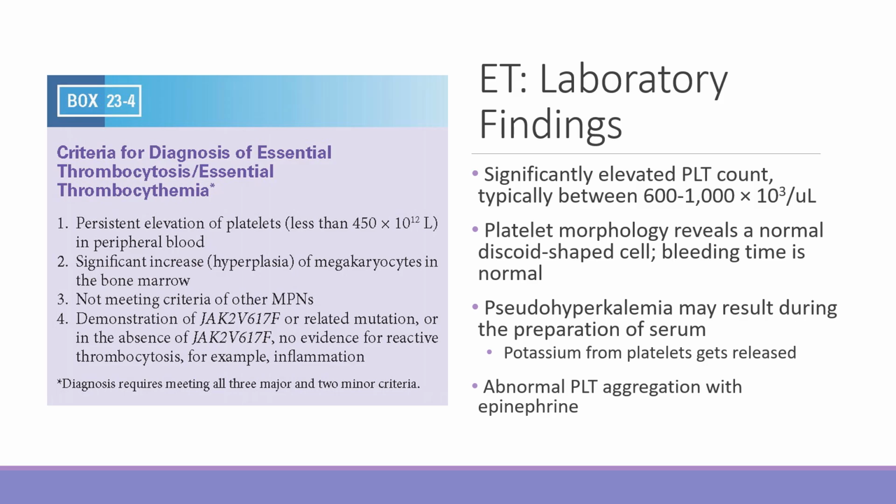Okay, so let's look at some of the laboratory findings that are common in essential thrombocythemia. Typically, we have a very elevated platelet count, usually anywhere between 600 and 1,000. Platelet morphology reveals normal morphology for platelets, and bleeding time is normal. So it seems that platelet morphology is normal and function is normal, with the exception of platelet aggregation in response to the agonist epinephrine. So there is an abnormal platelet aggregation pattern with epinephrine.